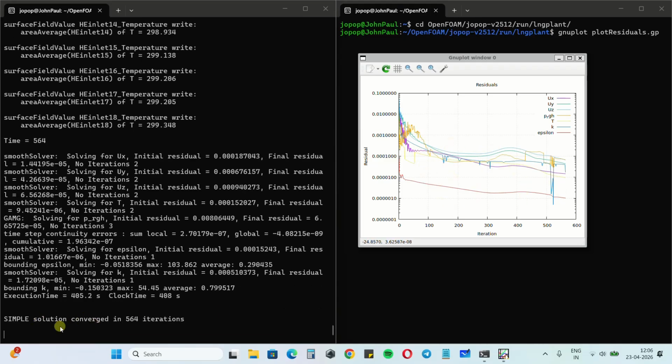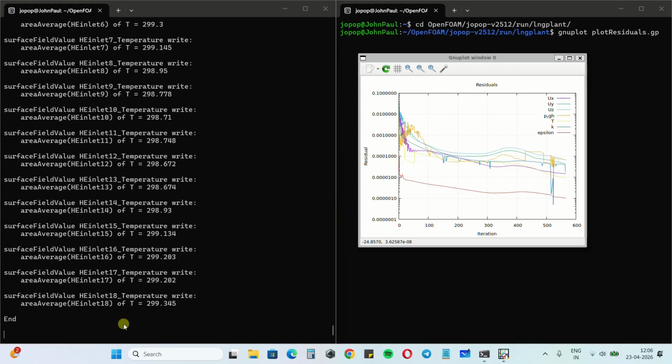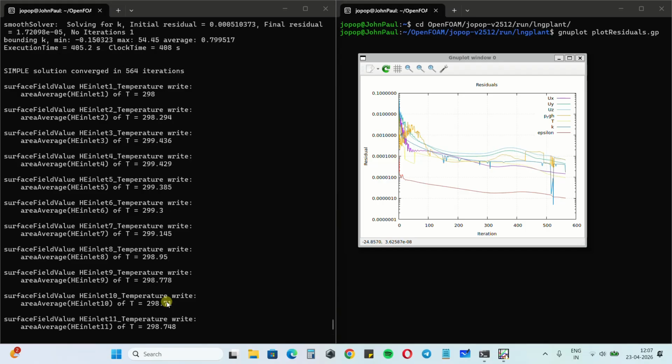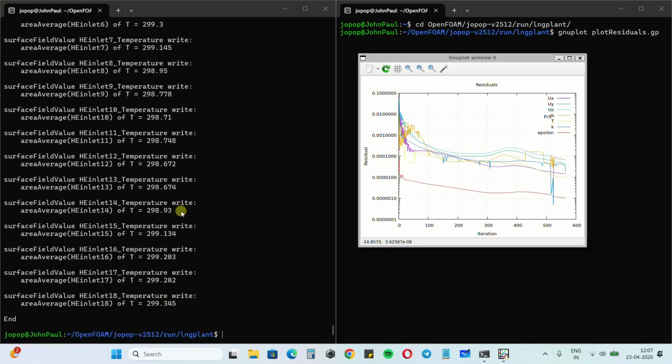So the solution is fully converged in 564 iterations, and these are the final temperatures. Okay, so that's the preliminary result that we have. Now we can open ParaView and see how the recirculating airstream is actually influencing the inlets.